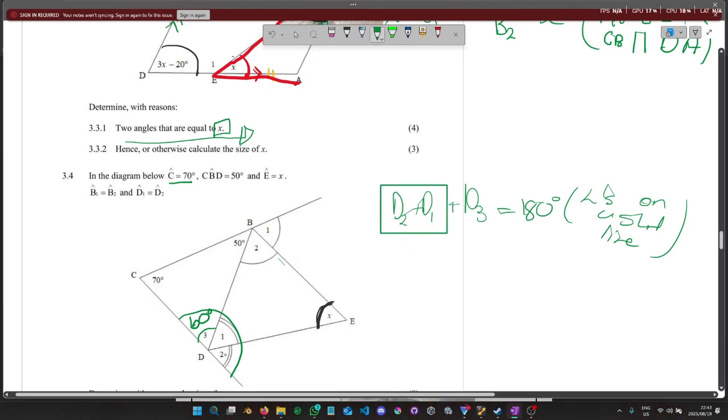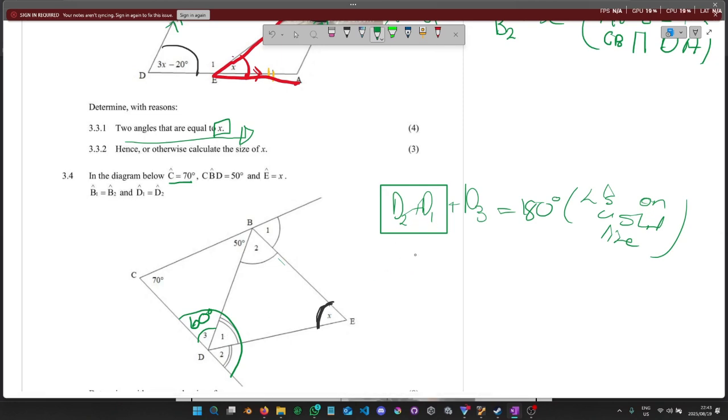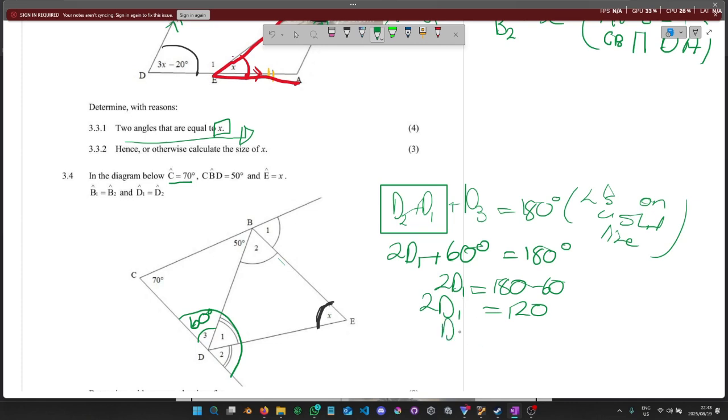Because they are the same, let's just use D1. So 2D1 plus D3, which is 60 degrees, is equal to 180 degrees. Move that to that side: 180 minus 60 is 120. 2D1 is 120, so D1 is equal to 60 degrees. So this will be 60 degrees and this will be 60 degrees.